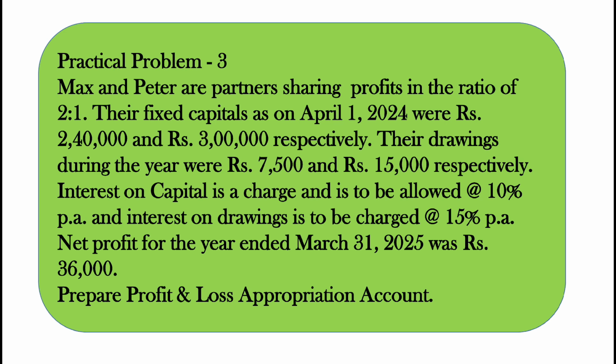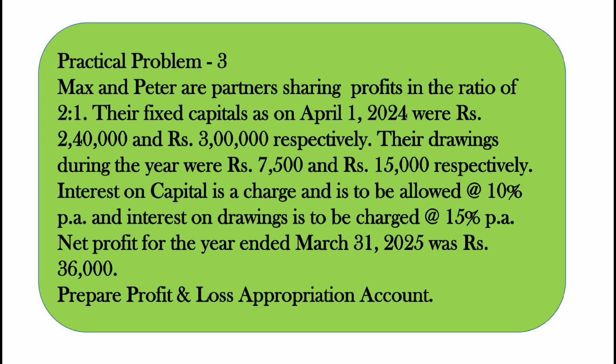So this is our practical problem 3. Here we have two partners named Max and Peter. Their profit sharing ratio is 2:1, so they will share profit in 2:1. Capital is fixed, the fixed capital. So while you distribute profit among the partners, we have to transfer the profit to partners' current account, not capital account. When the partners' capitals are fixed, we use the current account. Or we can say that the entry for profit sharing will be profit and loss appropriation account debit to partners' current account because capital is fixed.